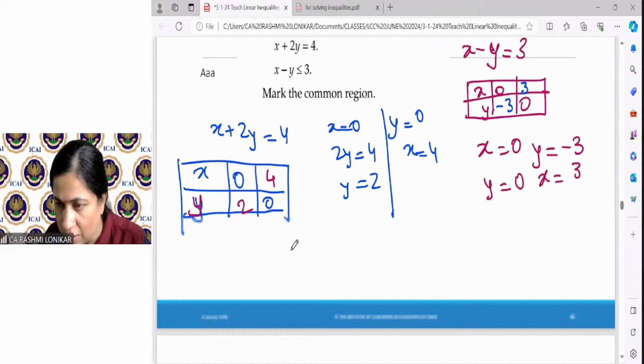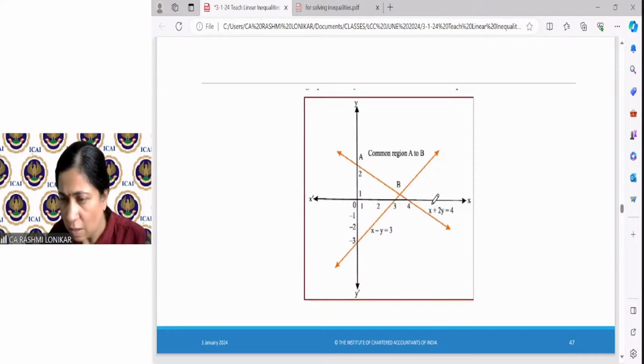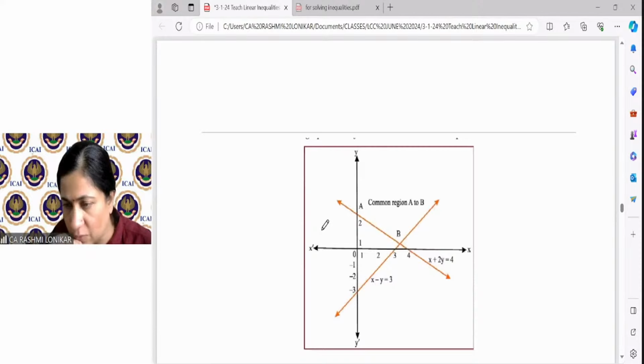Just draw it. And then where there is a common area, that is your feasible area. Okay. So here they have shown this, and this is your common area because x plus 2y is 4 and x minus y is less than or equal to 3. So y is greater. So you will just take this area, the common area.